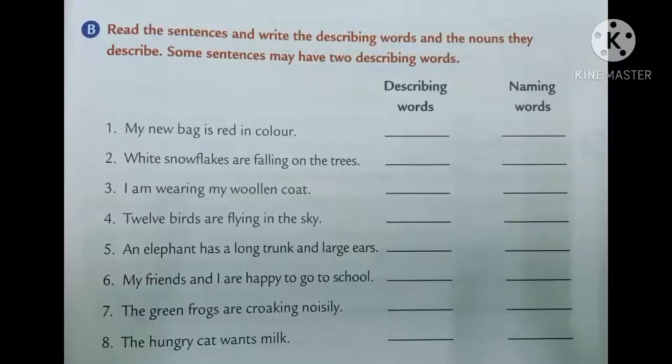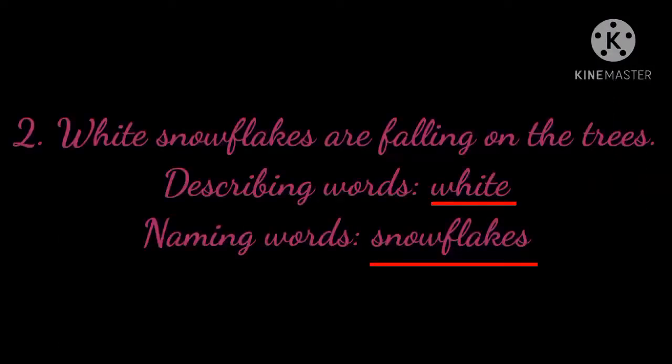The next one, white snowflakes are falling on the trees. So what is the naming word in this sentence, children? Yes, snowflakes. And what is the describing word? What kind of snowflakes are they? White. So white is the describing word in this sentence. The second one, white snowflakes are falling on the trees. The describing word is white and the naming word is snowflakes.